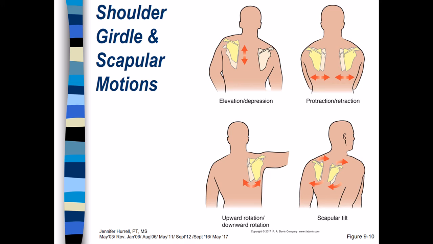Some examples of when we would see this is if the shoulder is in full hyperextension. So you're winding up for a softball pitch. As the arm extends, we're going to have scapular tilt that happens automatically.